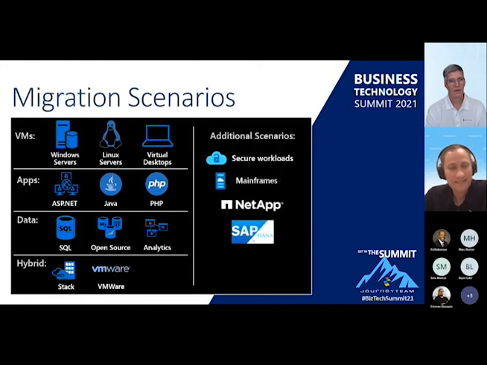So let's get into migration scenarios. The first thing to look at here is these rows. There's virtual machines, anywhere from Windows, Linux, virtual desktops, right? That whole category of OSs, we'll say. Then we move into the app space: ASP.NET, Java, PHP, the list goes on and on there. Different types of apps and how they're developed.